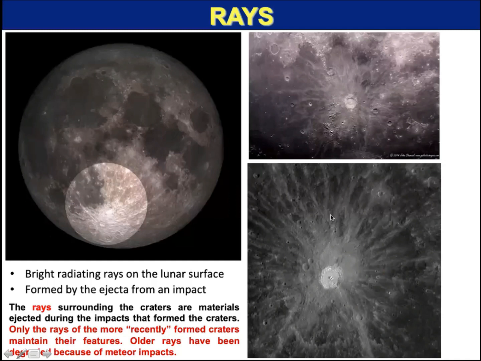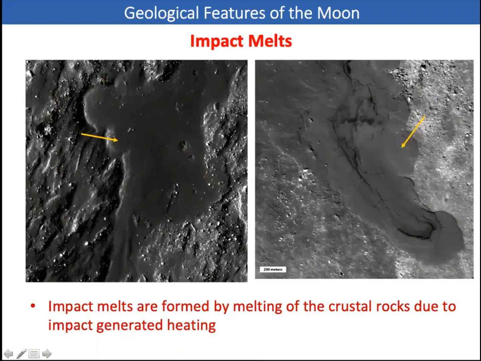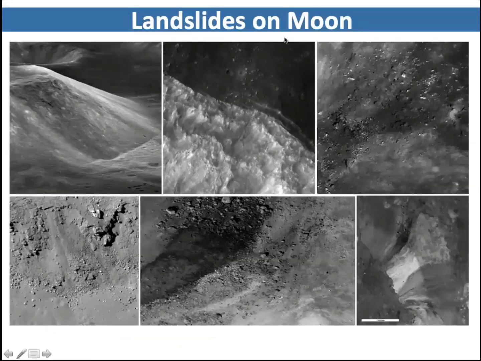Then these are the rays. I have already explained how rays are formed and what their significance is in the case of the moon and other terrestrial planets. Then there is the formation of impact melts. Here, the external impactor along with the superficial materials will melt due to frictional heat, and you can have flow of impact melts. So this is another interesting geological feature of the moon. Then we can also have landslides formed on our Earth's moon. These are some evidence for landslides present on the moon.